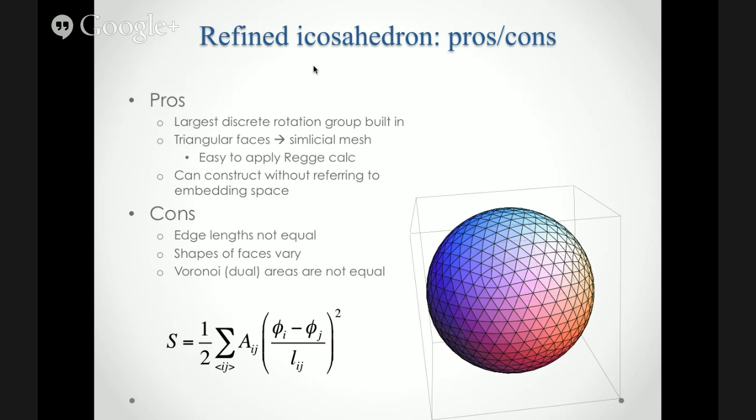And some of the cons are the edge lengths are not equal, the shapes of the faces vary, and it's not even so much a con now that I think of it, because you have this freedom of maybe optimizing different things. For example, it might be beneficial to make the areas of each face as equal as possible, or to make the points as far as possible apart. So you have options to fiddle with it a little bit, and you have to compute the Voronoi areas at each edge. So the action is this full formula here.